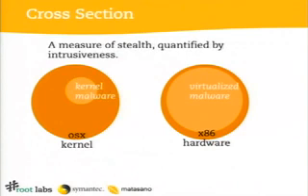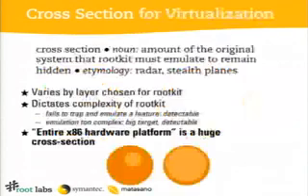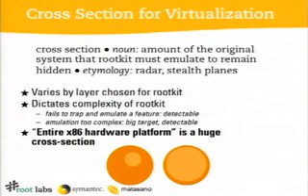With x86 hardware, it tends to have a huge cross-section because there's so many different variants of it. There's so many different components to it. And it presents a really large cross-section. So keep this metric of cross-section in your mind as we're talking about this. We call it basically the amount of the original system that a rootkit must emulate to remain hidden.